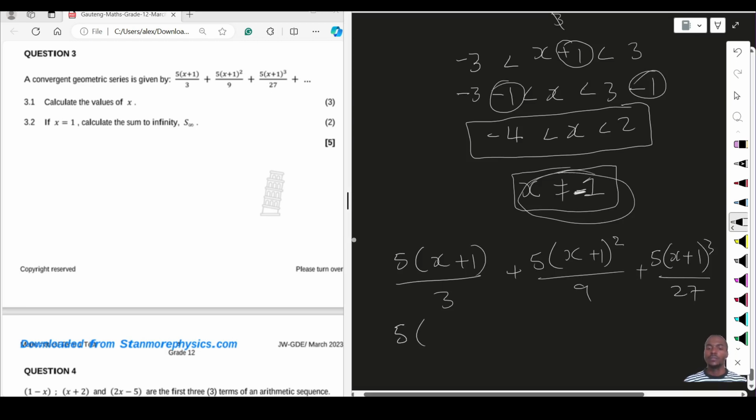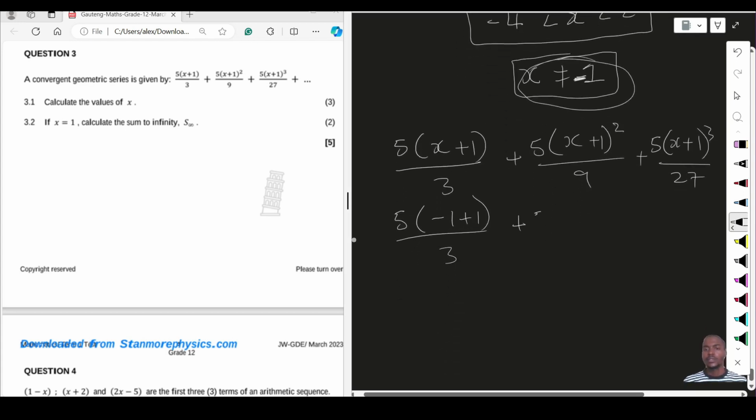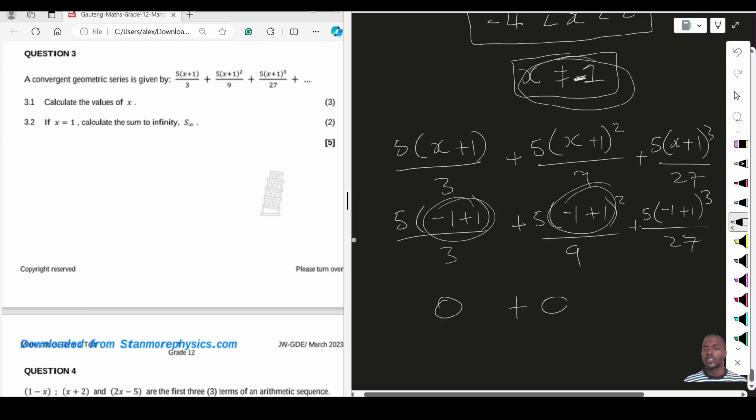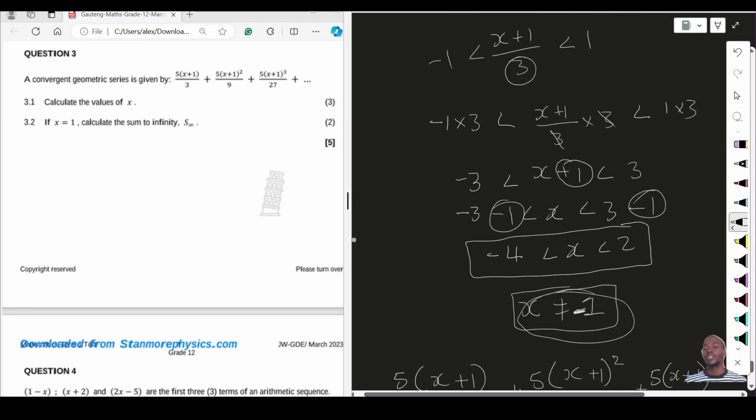So when you say 5 times, I get -1 there. So we say -1 plus 1 all over 3, plus 5 times (-1 plus 1) squared over 9, plus 5 times (-1 plus 1) to the power 3 all over 27. This will give you 0. This will give you 0. This will give you 0. The answer will be 0. We don't have a pattern. That's why now you must make an exception that x shouldn't be -1.